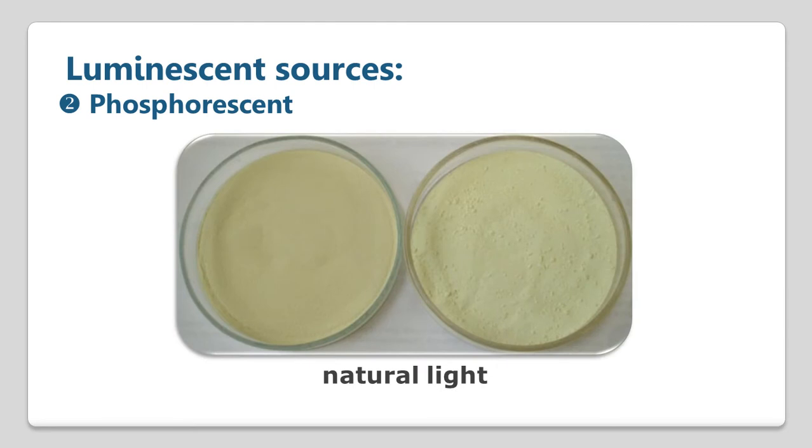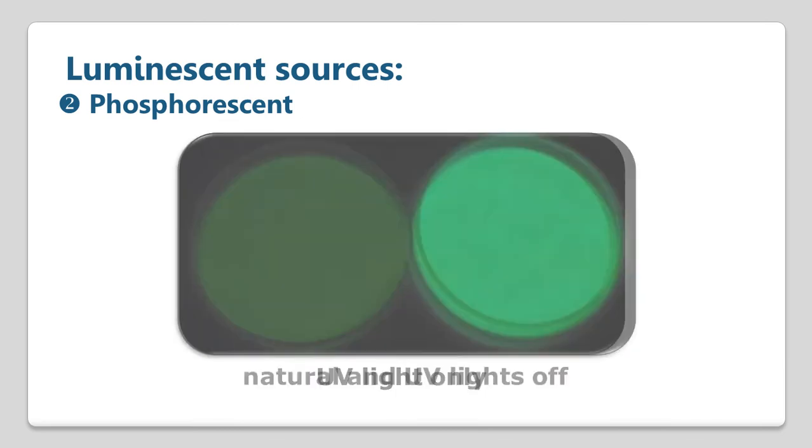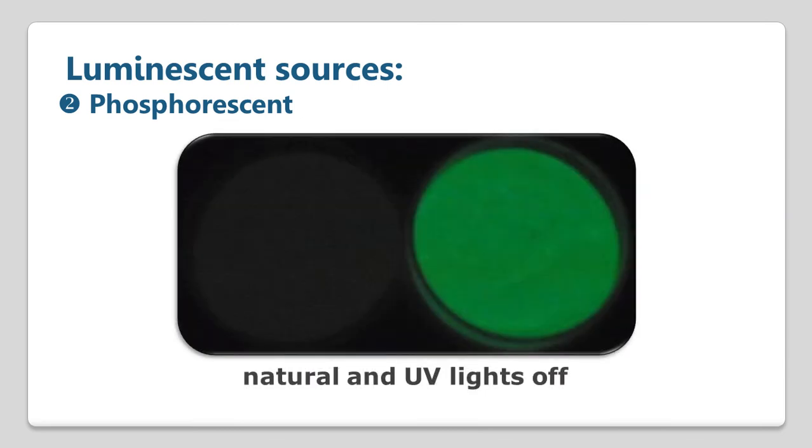Here we have two dishes containing two different pigments under natural light. One is fluorescent and one is phosphorescent. Let's turn out the regular overhead lights and turn on a UV light. Now both dishes are glowing, but we still can't tell which is which. So let's go one step further and turn off the UV light as well. Bam! Notice the dish on the left is almost invisible, whereas the dish on the right is still emitting light.